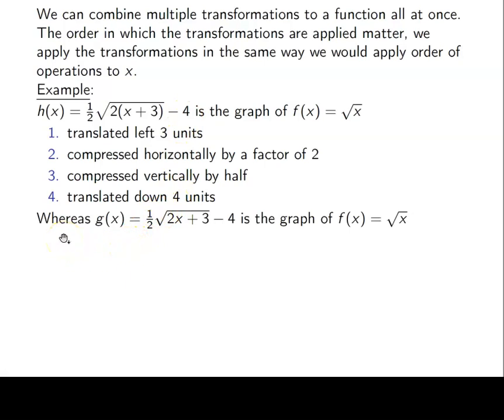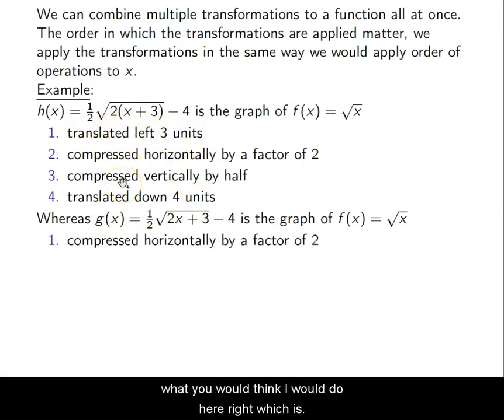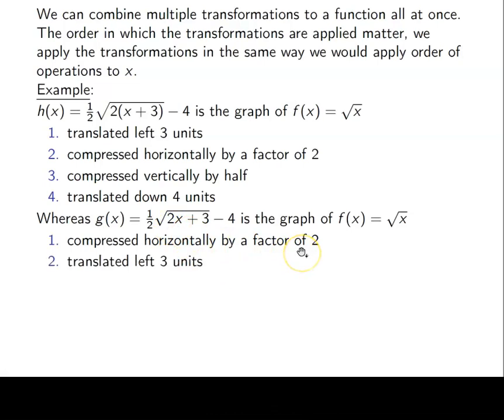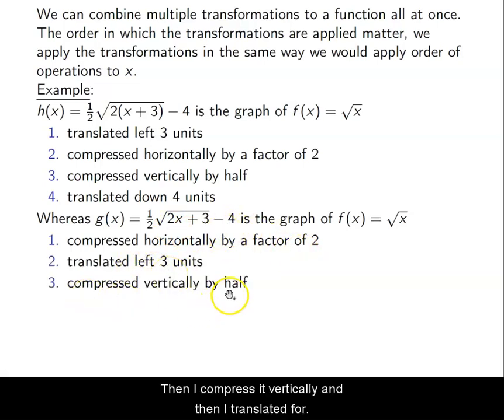So if I took g of x equals 1/2 square root of 2x plus 3 minus 4, notice the difference here, okay? It's clear by looking at it that they are 2 different functions, but the way that I would graph this is possibly what you would think I would do here, right? Which is the first thing that is being done to this x is to compress my graph by 2, okay? Then to that, I translate it left 3 units, then I compress it vertically, and then I translate it down.